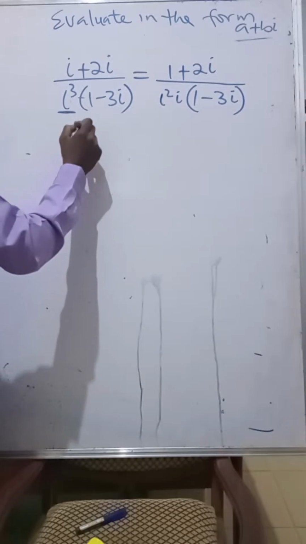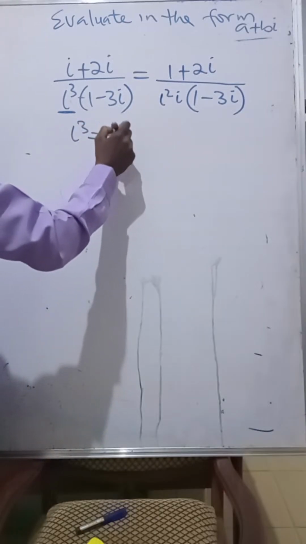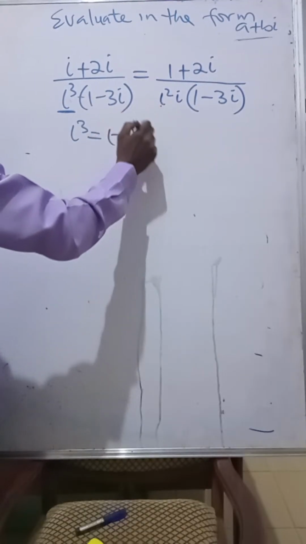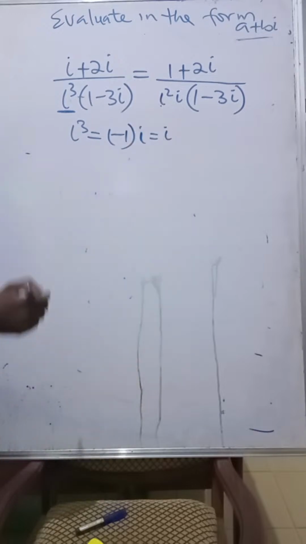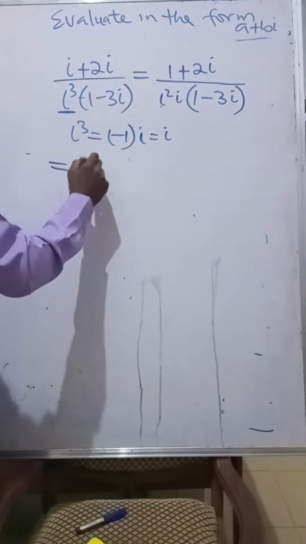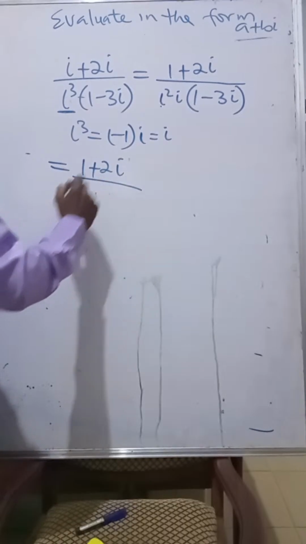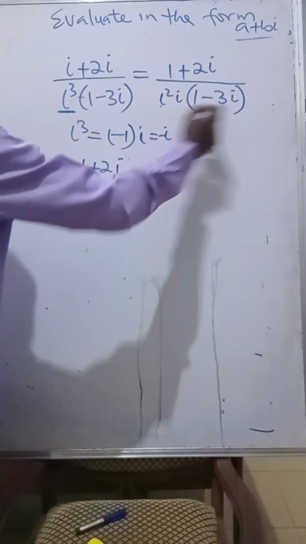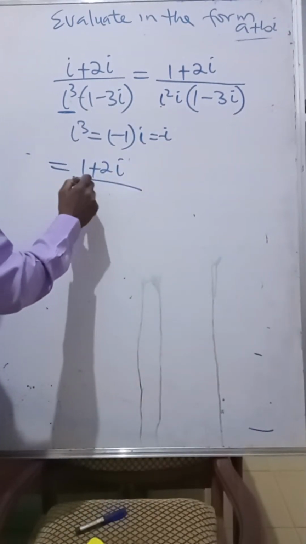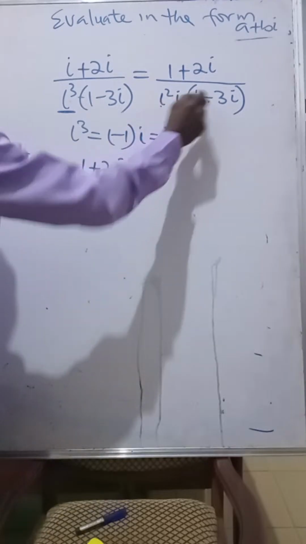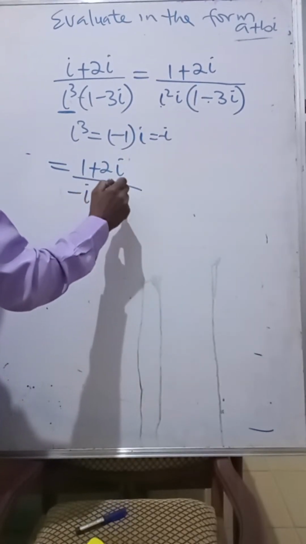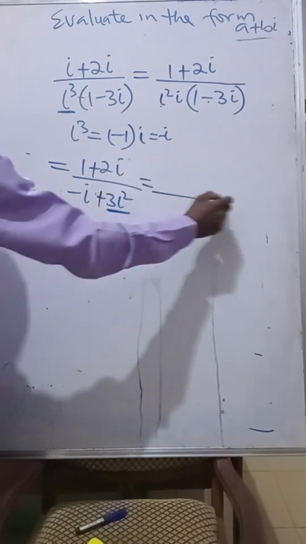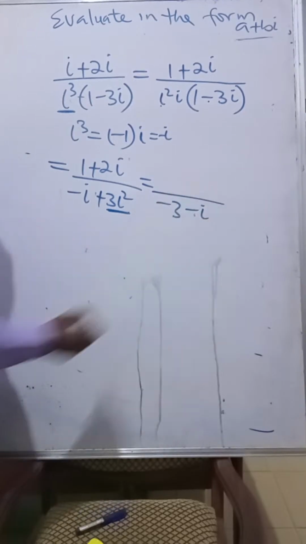And don't forget, i cubed will give you i squared times i, which is minus 1 times i, so that's minus i. So that will be equal to 1 plus 2i over, if I say minus i, we open these brackets, that'll be minus i, and then minus times minus, that's plus 3i squared. So that's giving us minus 3. That'll be minus 3 minus i, over 1 plus 2i.